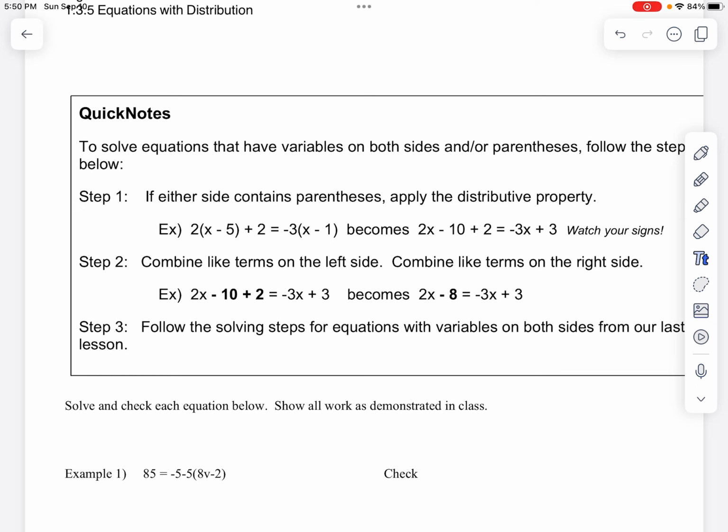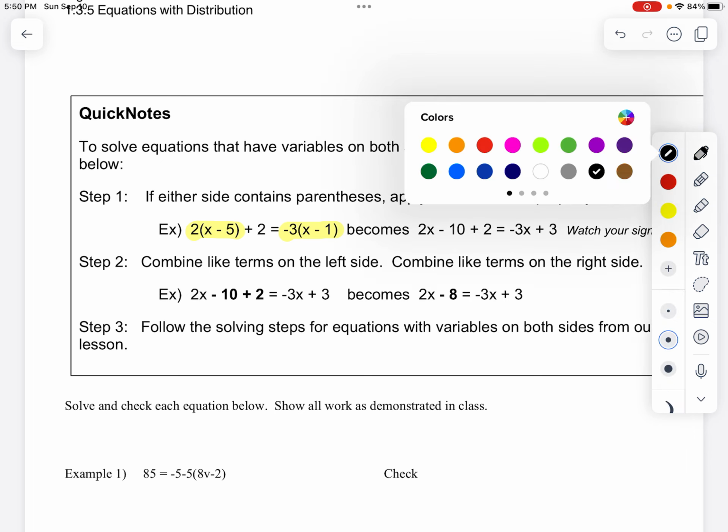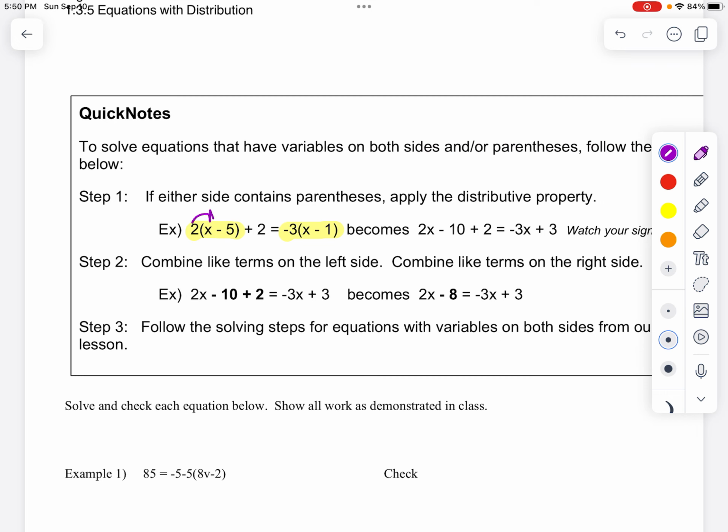But notice that we have some steps here to get us started. It says to solve equations that have variables on both sides and/or parentheses, follow the steps below. Step 1, if either side contains parentheses, apply the distributive property. So we can see that we have parentheses both on the left side and on the right side in this equation. You can see that the distributive property has been applied right here to give us 2x minus 10.